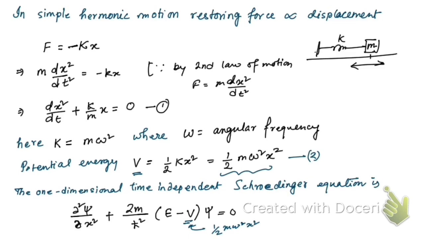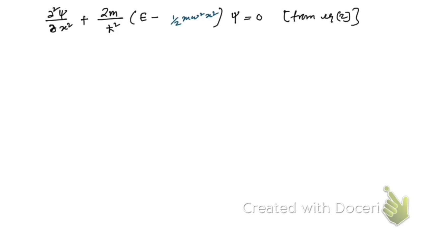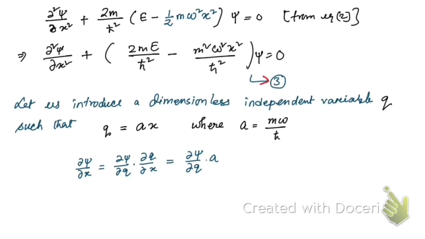Let me go to a new slide. Here we replace this V by this value, and then the equation becomes of this form. We have put this value from equation number 2, or you can write it using equation number 2 A.